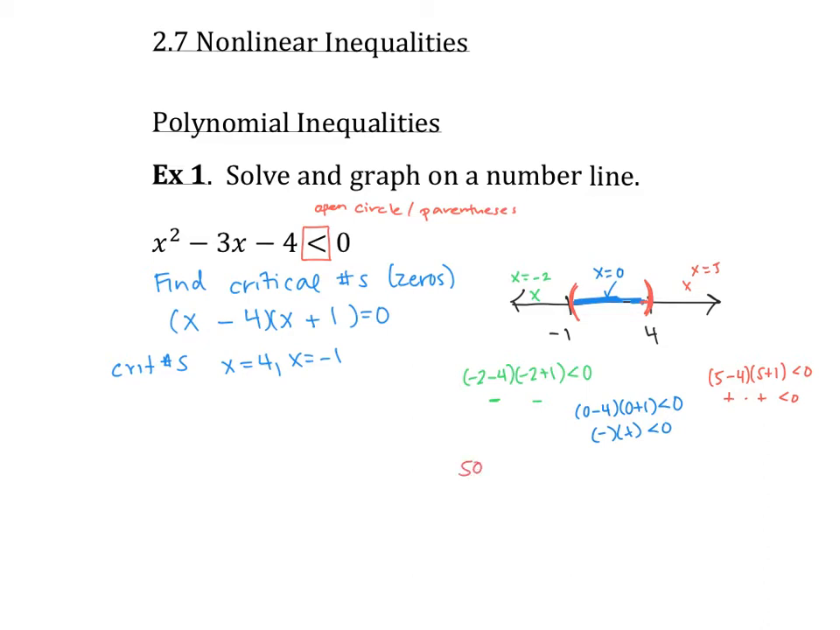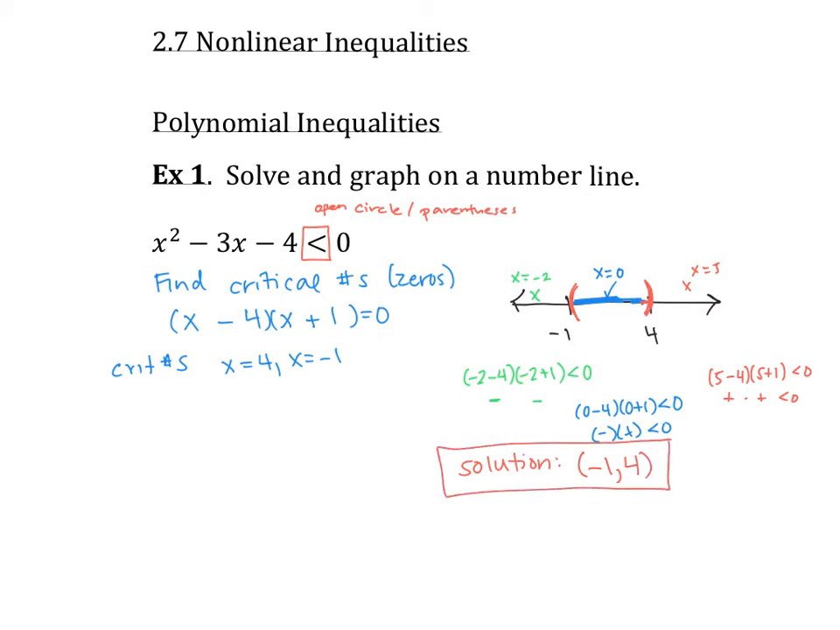They also asked me to solve it. To solve this, I'm going to express it in interval notation, and it should look just like the number line. The interval that worked was this one right here, and it was surrounded by parentheses. So my solution is going to be parentheses, negative 1, comma 4, parentheses.